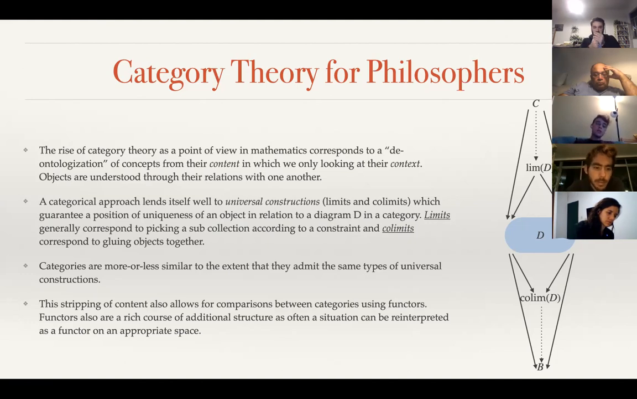So here, we look at their context over their content, so then they're understood with relations. The categorical approach lends itself well to universal constructions. This is what limits and co-limits are.